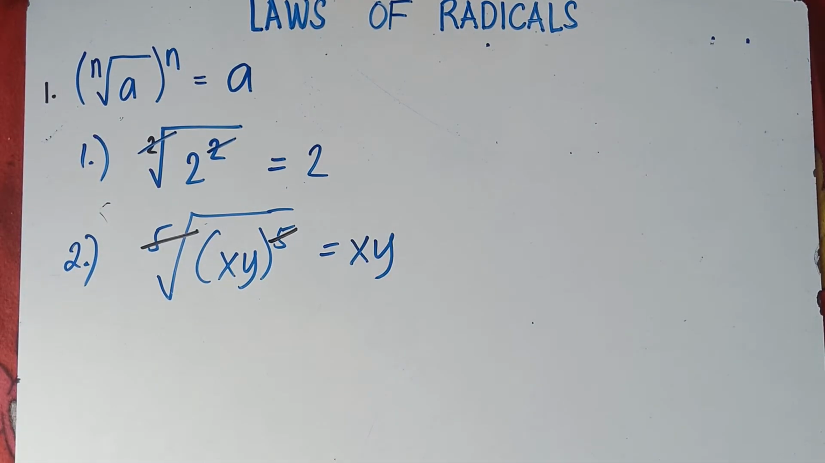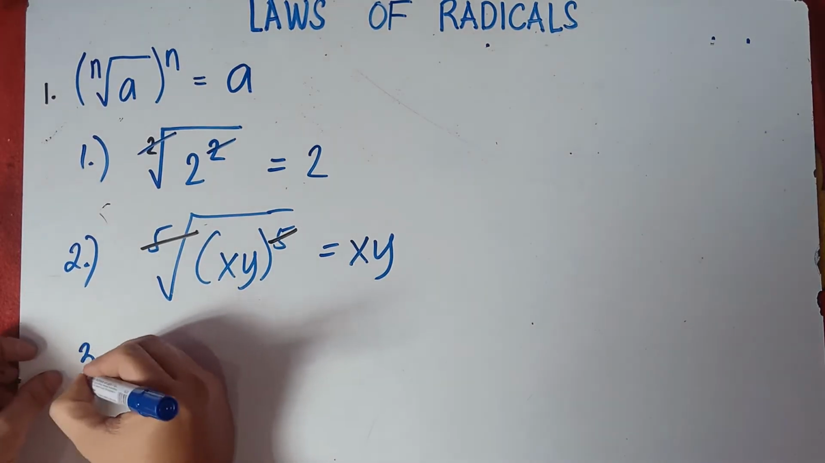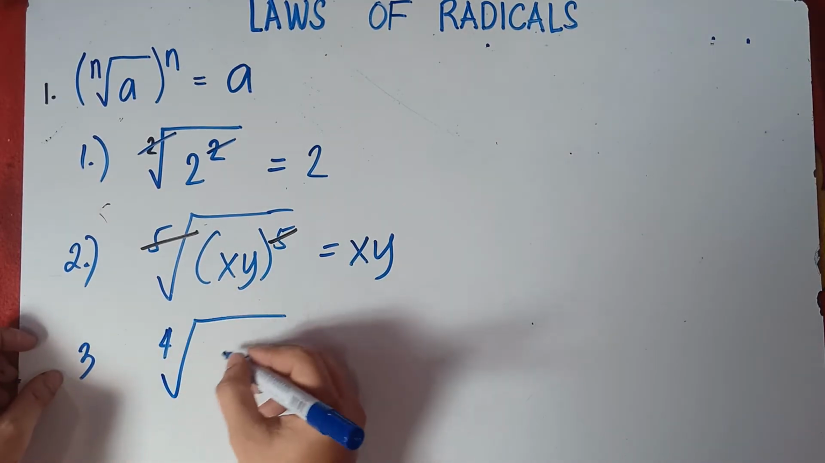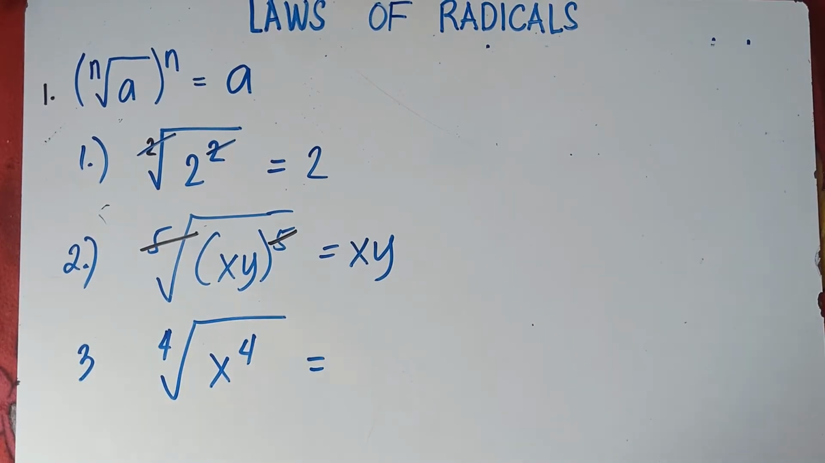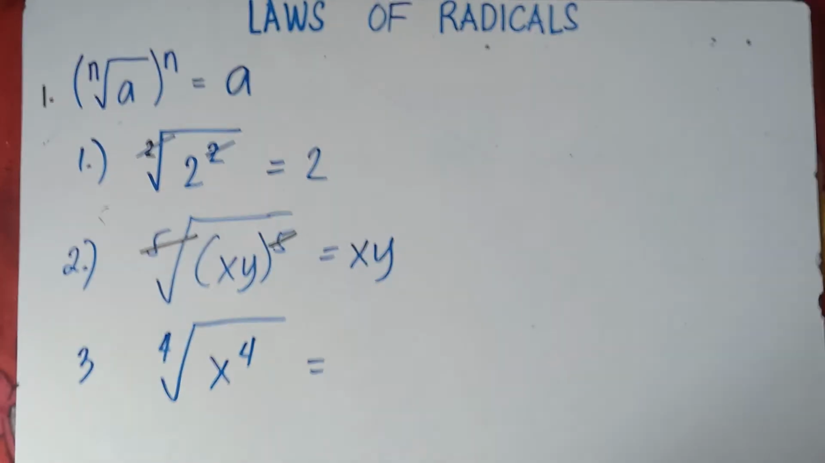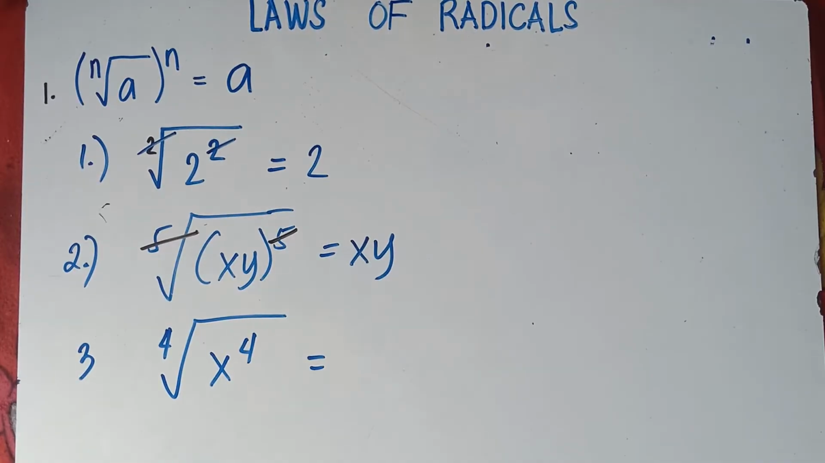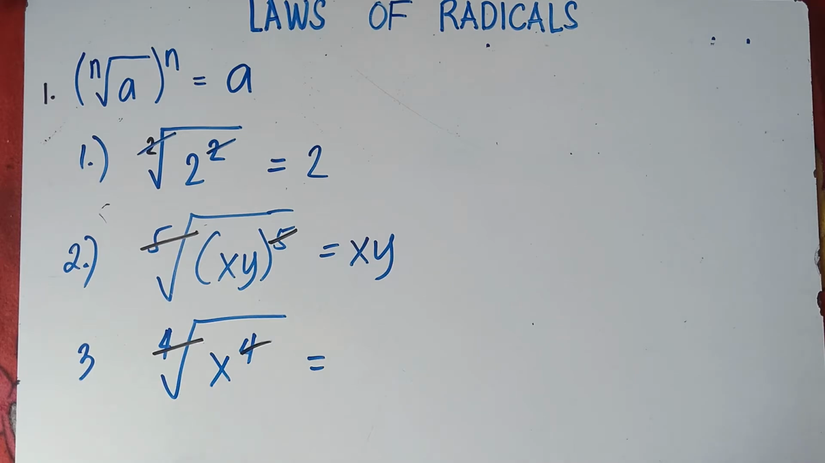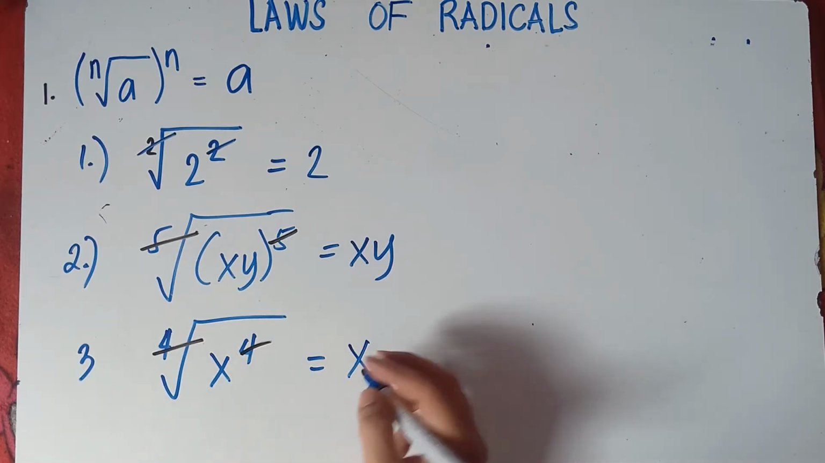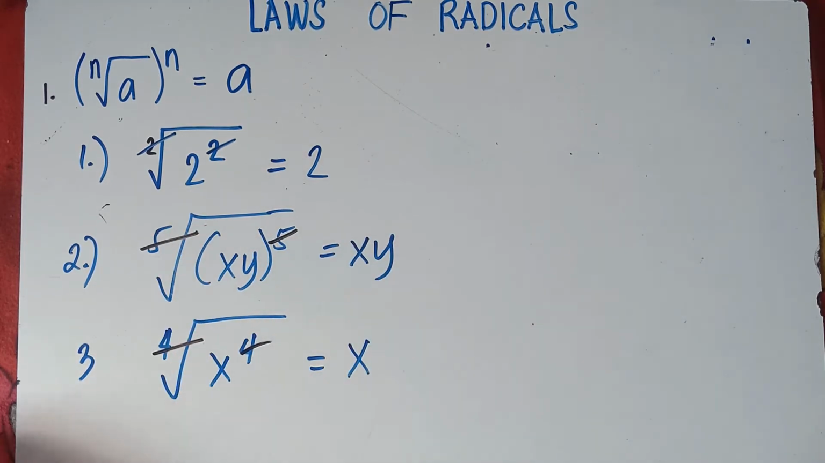Let's try number 3. What if you have the fourth root of x raised to the power of 4? What would be the answer, class? That's correct. The answer is x. You can cancel this out. Same index and exponent, so the answer is x. So our examples, class, are still positive. We will be dealing later on with negative.